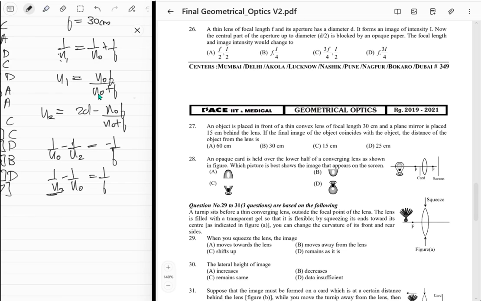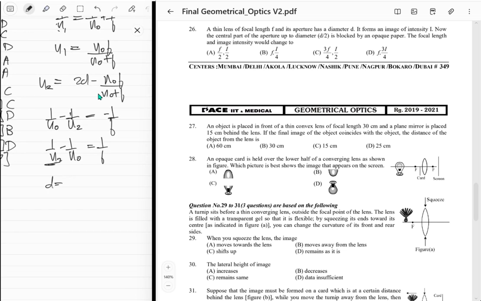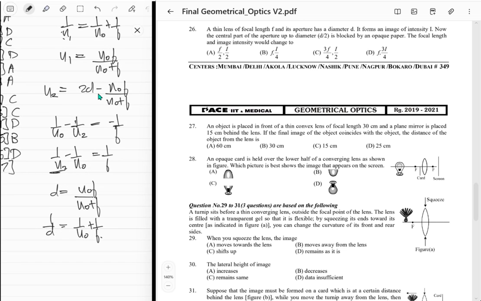But what's u1 is equal to that. So that just means d is equal to u naught f upon u naught plus f. That's what it says. Like 1 upon d must be equal to 1 upon u naught plus 1 upon f. It's almost as if u1 was d, which means the first image was formed at the pole of the plane mirror, which, okay, that makes sense. Perfect sense. Yes. So what's the distance? Just put that in there. You will get the u naught value.